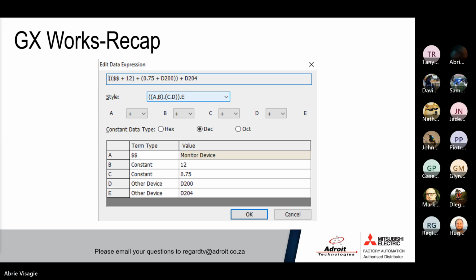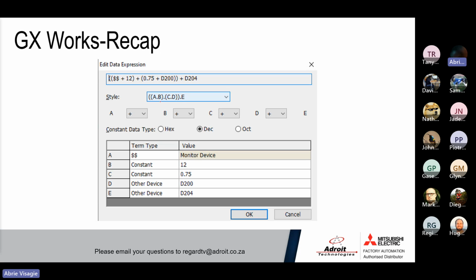Now, we have variables A, B, C, and D, which are being inserted from this input variable details here, where we can say we want values currently written from the device itself, constants, or written from other devices or read from other devices.